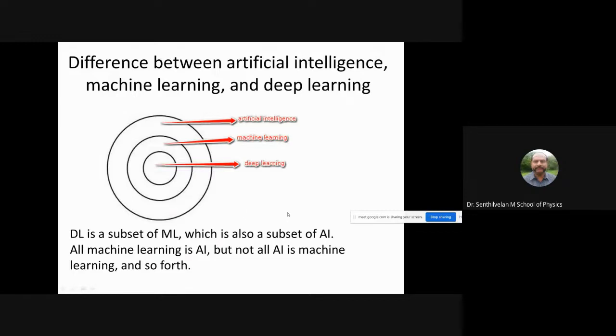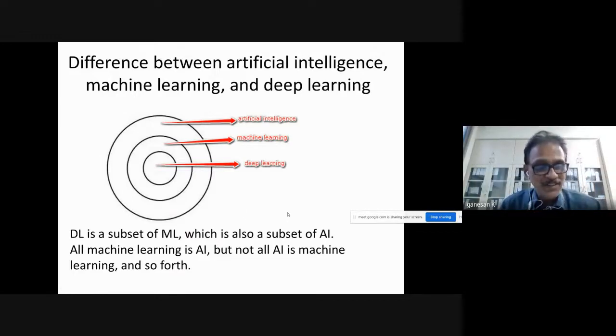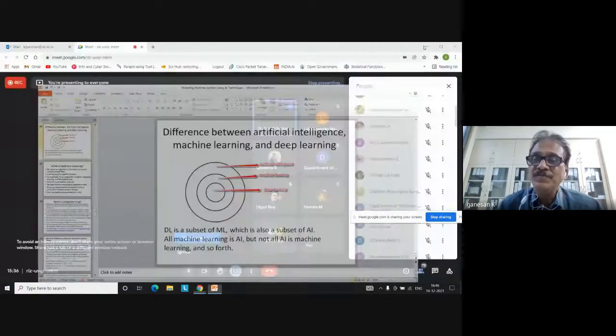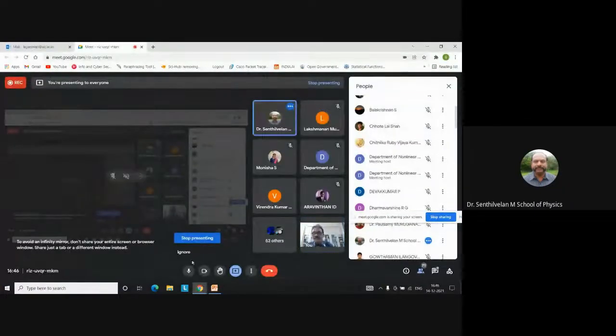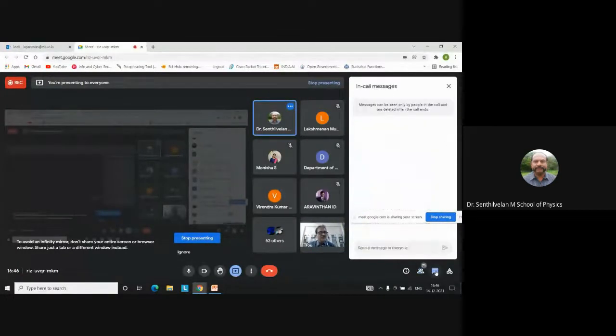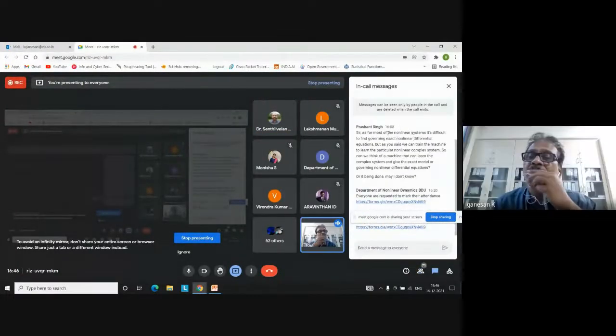Ganeshan, there is a question in the chat box. Can you read? Yes, please. There is a question from Prashant. Sir, for most of the nonlinear systems, it's difficult to find the exact governing nonlinear differential equations. But as you said, we can train the machine to learn the particular nonlinear complex system. So can we think of a machine that can learn the complex systems and give the exact model or governing nonlinear differential equations? I think this is what Professor Lakshmanan sir was also telling.